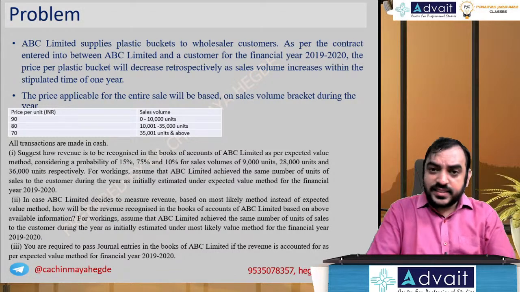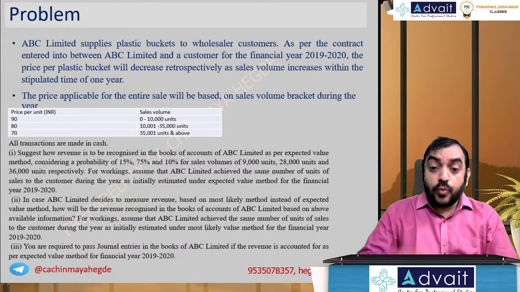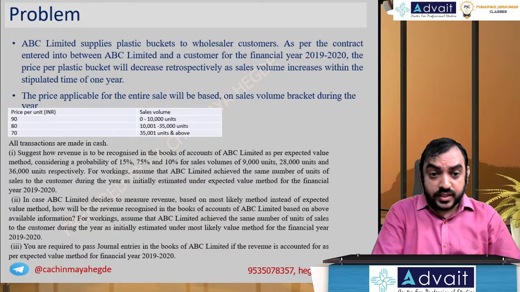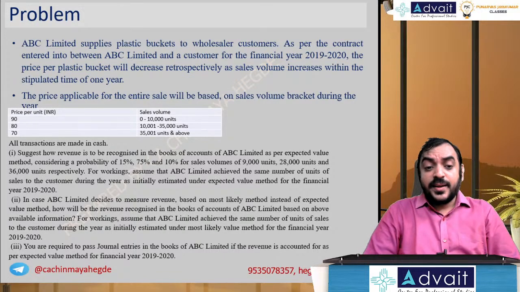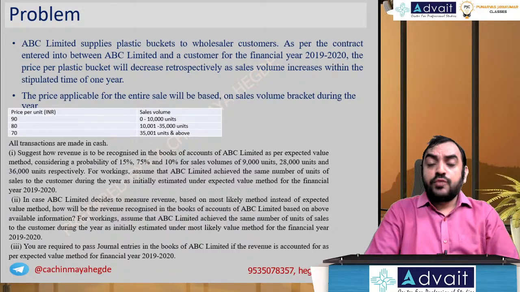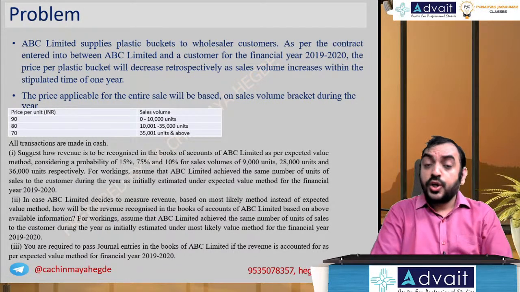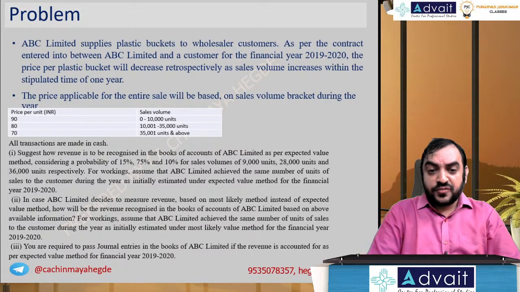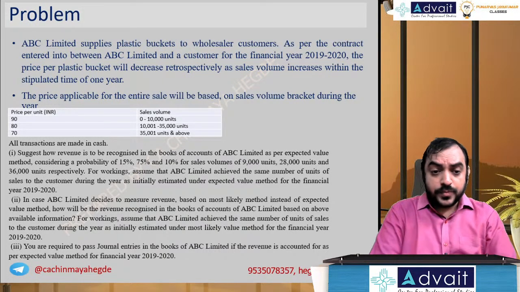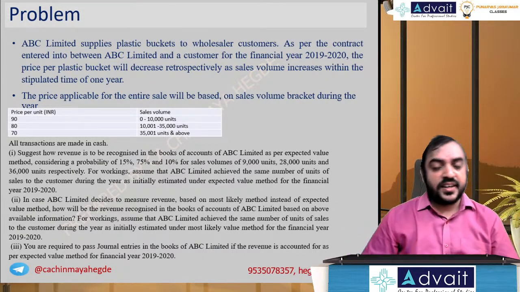Okay. Let us read the second part also. In case ABC Limited decides to measure the revenue based on most likely method instead of expected value method, how will the revenue be recognized in the books of accounts of ABC Limited based on the above available information? For workings, assume that ABC Limited achieved the same number of units of sales to the customer during the year as initially estimated under most likely method for the financial year 1920. You are required to pass journal entries in the books of ABC Limited if the revenue is accounted for under expected value method for the financial year 1920.